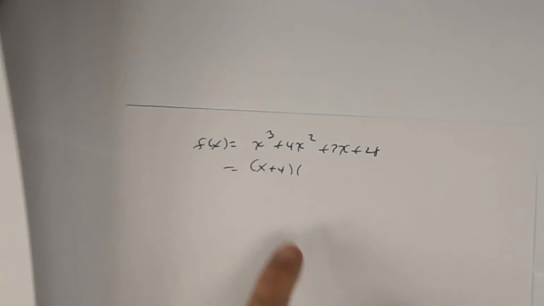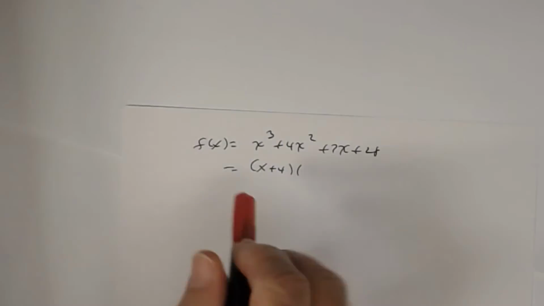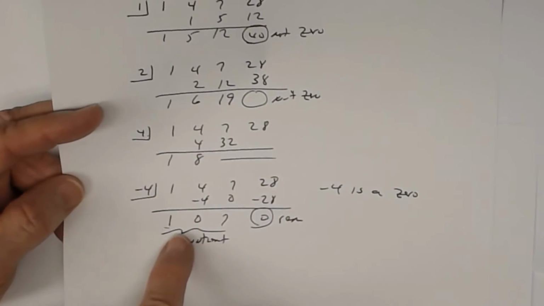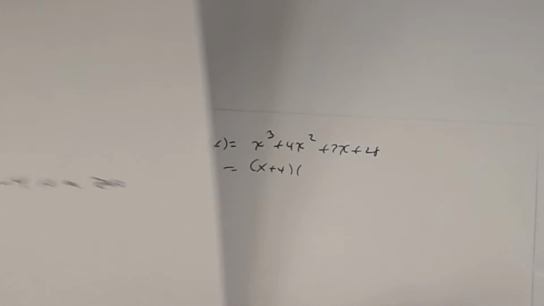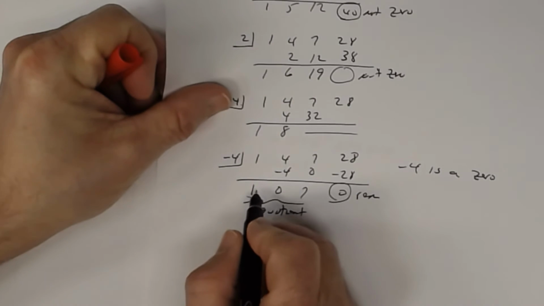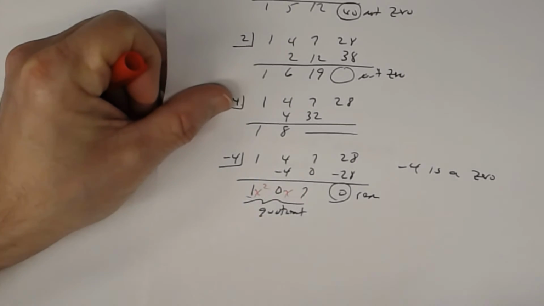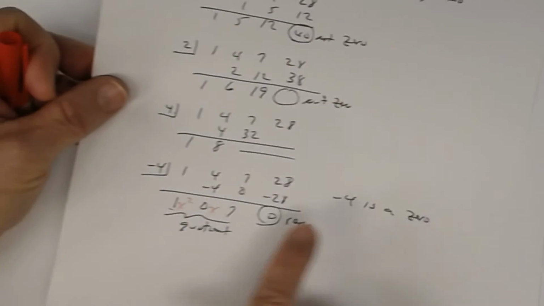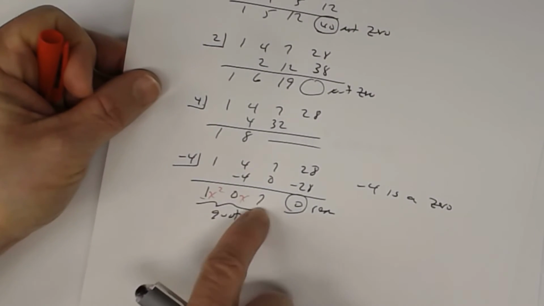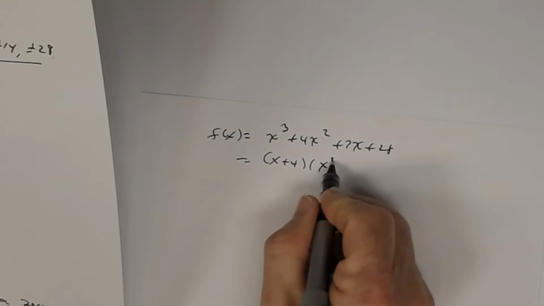So remember this is cubic, right? So that means the quotient is 1 degree less. So this is x cubed, and this right here will be x squared. So x squared, x, and your constant. So your quotient then becomes x squared plus 7. X squared plus 7.